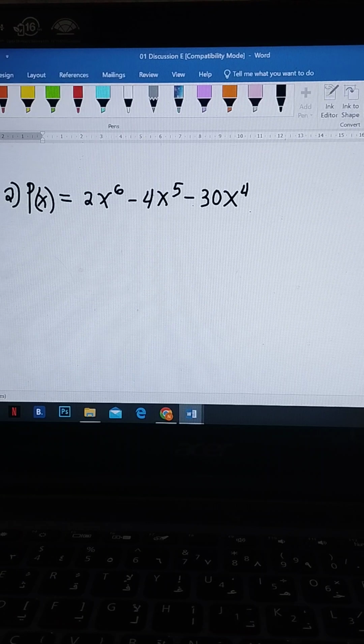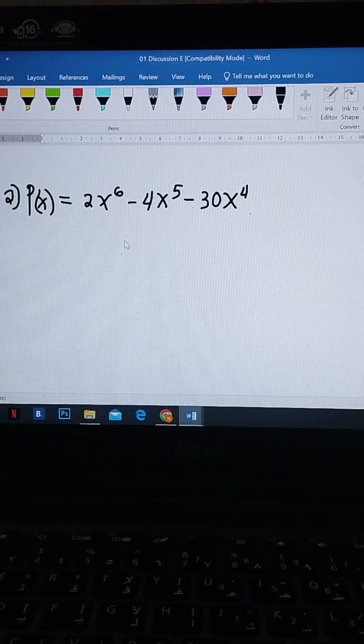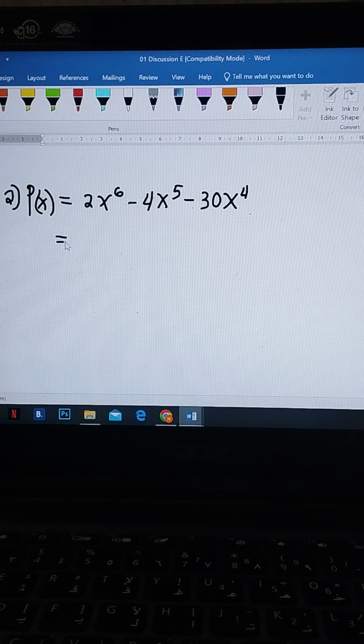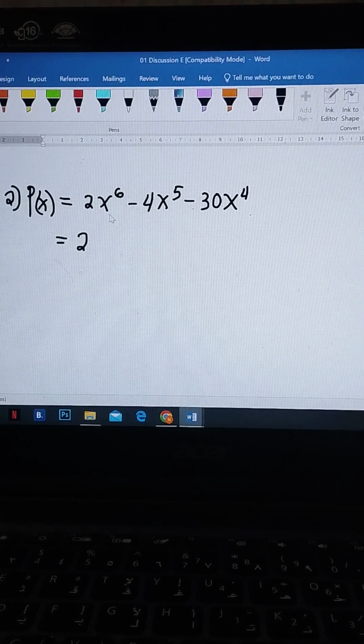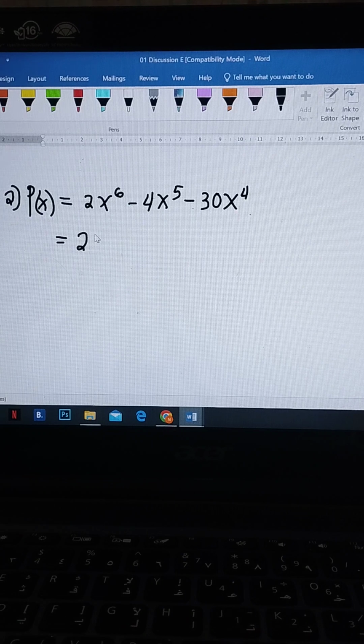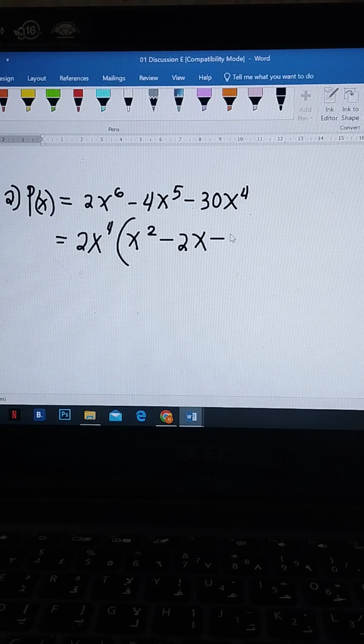Number 2, same with GCF. The GCF of 2, negative 4, negative 30 is simply 2. So you bring out 2, together with the variable x raised to 4. The other factor is x raised to 6 divided by x raised to 4, which is x squared. Negative 4 divided by 2 is negative 2. x raised to 5 divided by x raised to 4 is x. Negative 30 divided by 2 is negative 15.